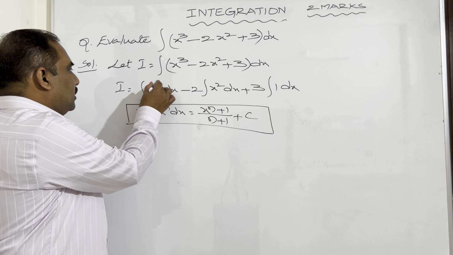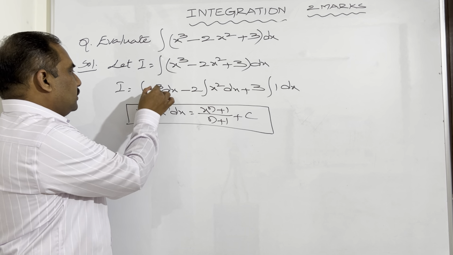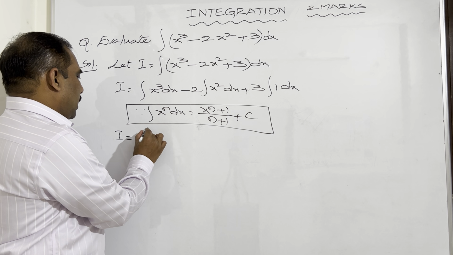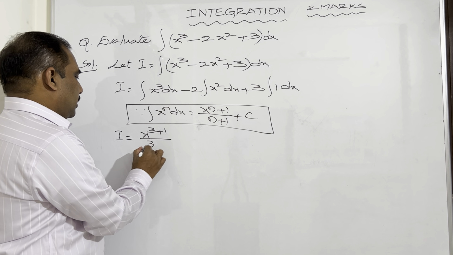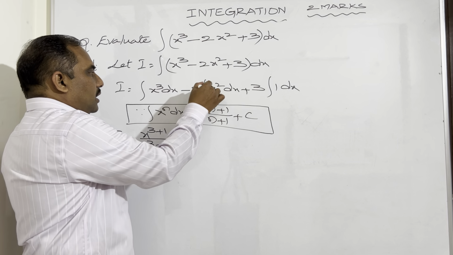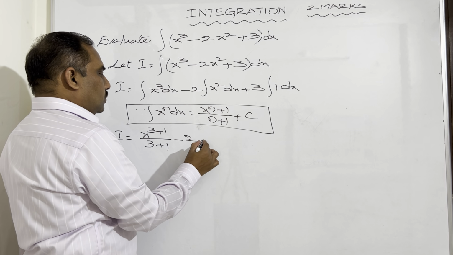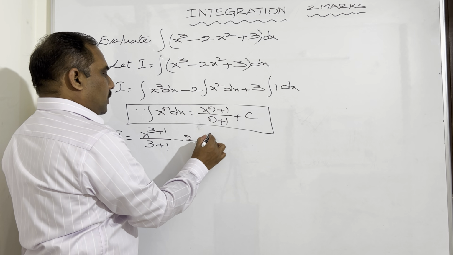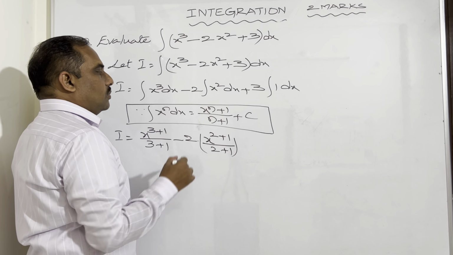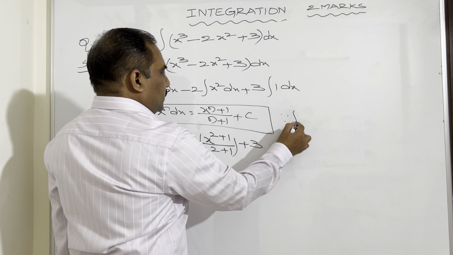Now see here, when you take the integral x cube dx, n is 3, so I is equal to x power 3 plus 1 by 3 plus 1, minus 2 into integral x square, where n is equal to 2, so it can be written as x power 2 plus 1 by 2 plus 1, as per this formula, and plus 3 into integral 1 dx.